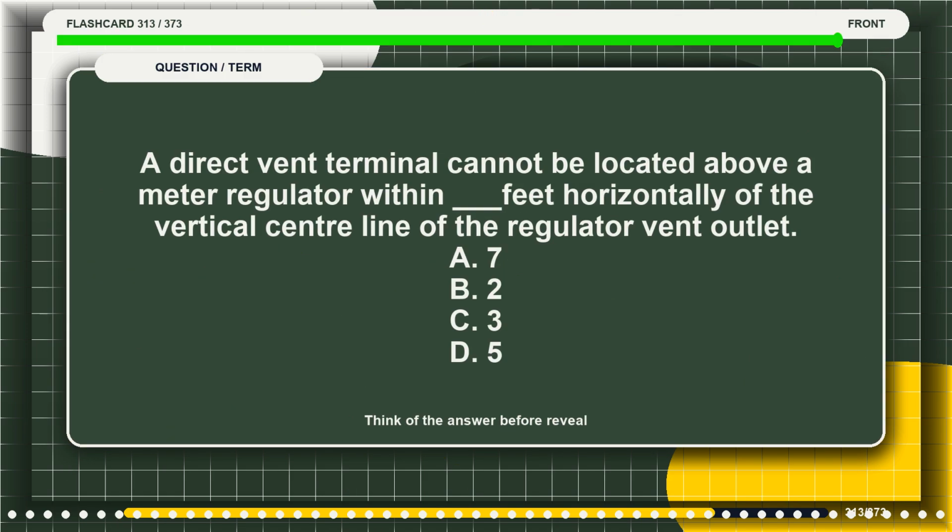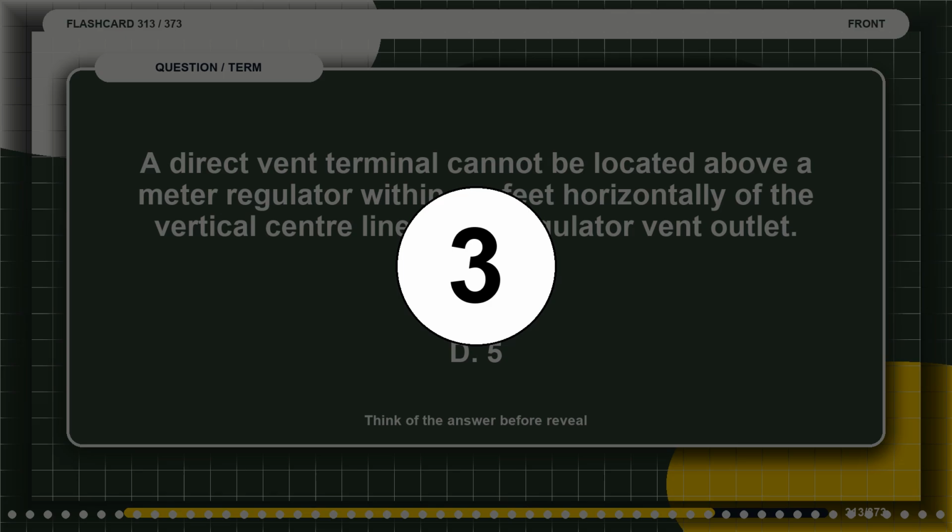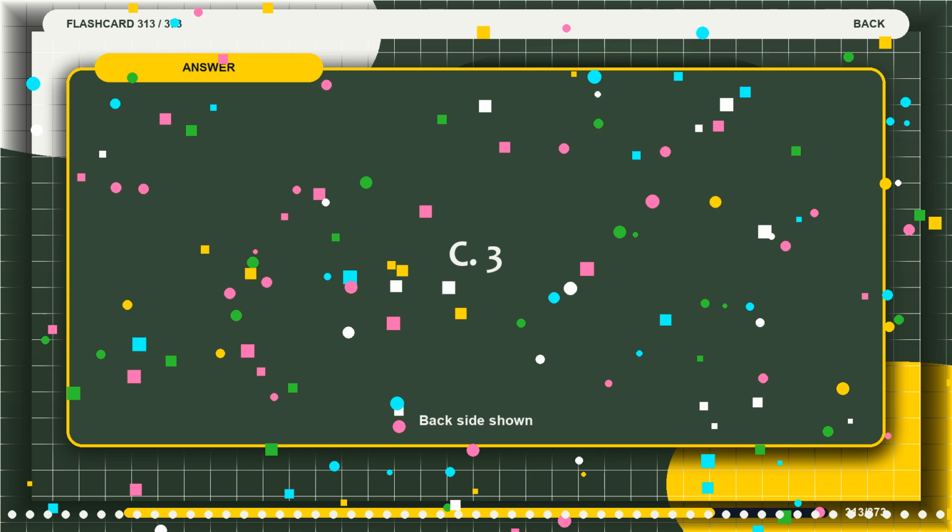Flashcard 313. A direct vent terminal cannot be located above a meter regulator within blank feet horizontally of the vertical center line of the regulator vent outlet. A. 7, B. 2, C. 3, D. 5. Think of the answer before the reveal. The answer is C. 3.